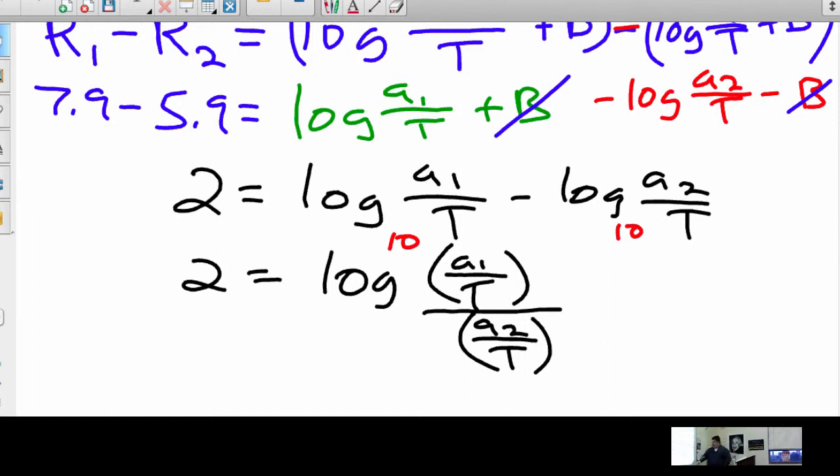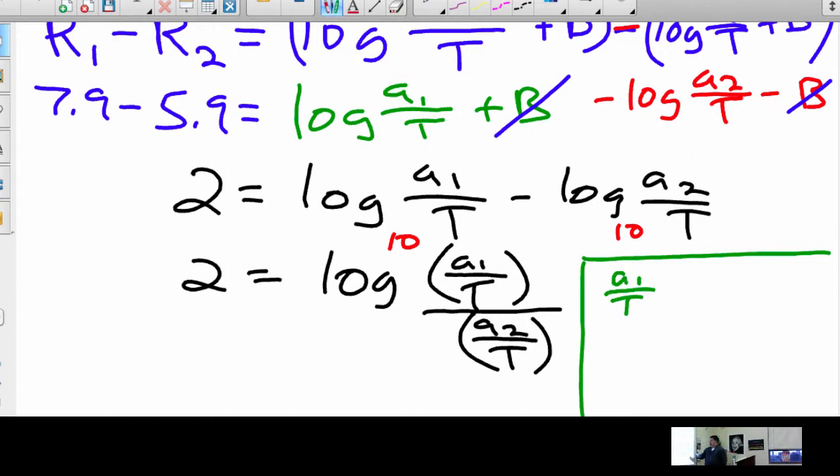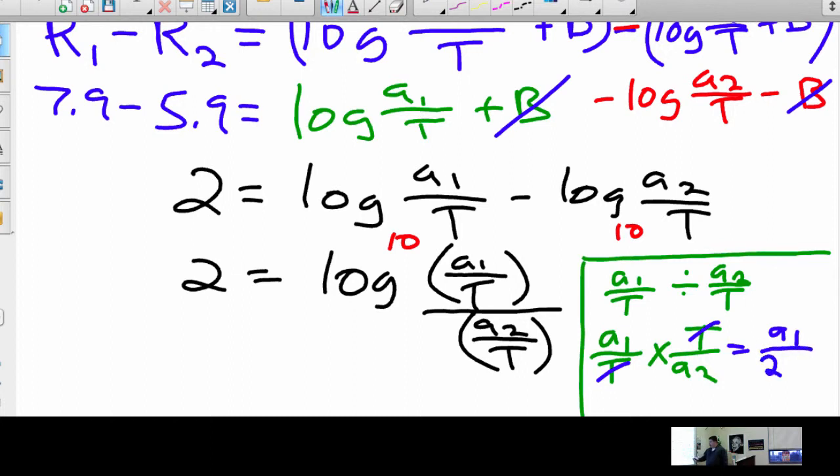Now, a little side note: if I have a sub 1 over t divided by a sub 2 over t, how do you divide by a fraction? How do we do that? Multiply by the reciprocal. So really what I have is a sub 1 over t times t over a sub 2. Don't the t's cancel? So I get a sub 1 over a sub 2. Whoops, I wrote the 2 too big. Subscript notation.